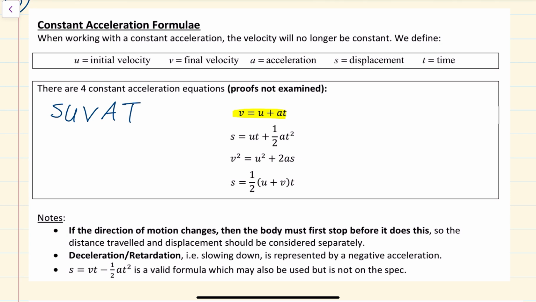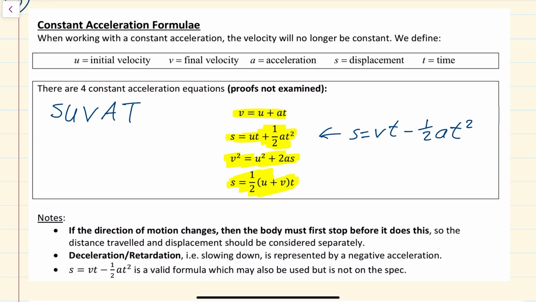So V is equal to U plus AT, and S is equal to UT plus a half AT squared. V squared equals U squared plus 2AS. S is equal to a half (U plus V) times T. And a bonus one, which is very similar to this one, is S, your displacement, is equal to your final velocity times time minus a half times your acceleration times time squared.